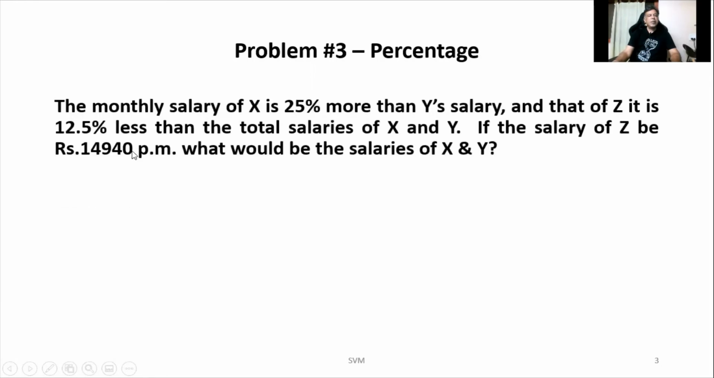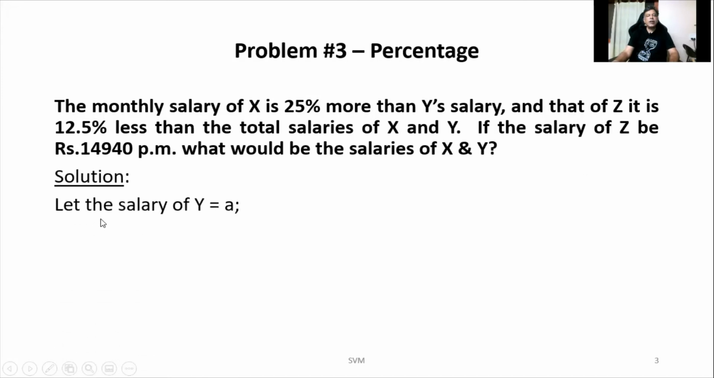It says the monthly salary of X is 25% more than Y's salary, and that of Z is 12.5% less than the total salaries of X and Y. If the salary of Z is rupees 14,940 per month, what would be the salaries of X and Y? Let us see the solution.